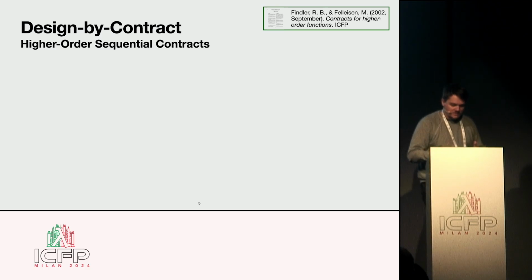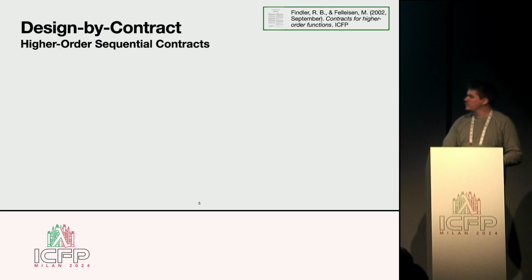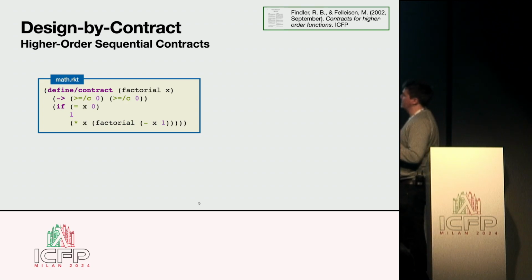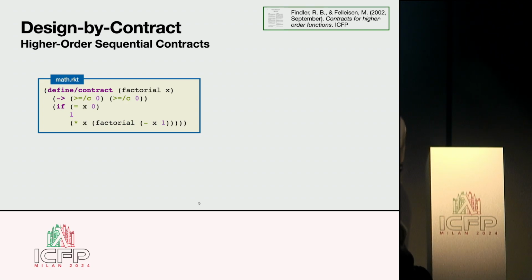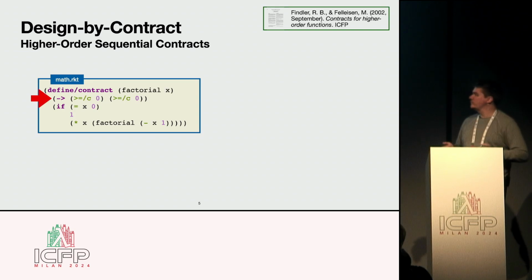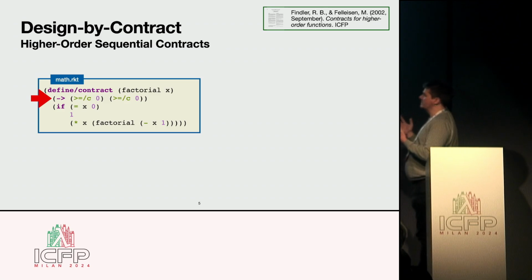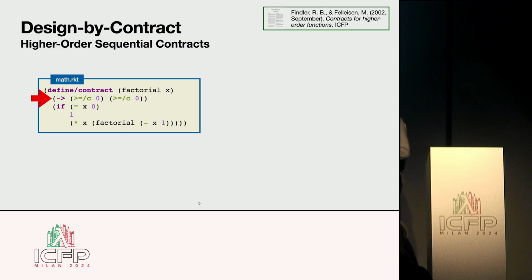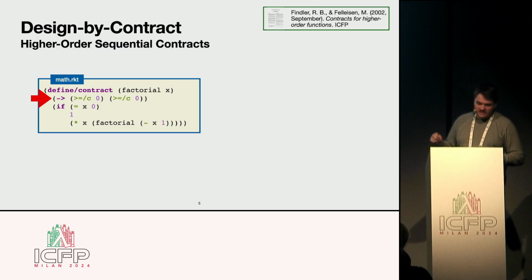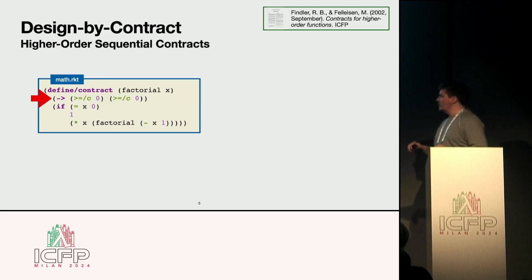It's called design by contract. And in sequential programming languages, there has been a lot of research covering this area. And the idea is that we have functions, and those functions are exposed under some type of contract. As you can see here, the factorial function has a single contract attached to it, saying that the argument should be greater than or equal to 0, and then the return value will also be greater than or equal to 0.